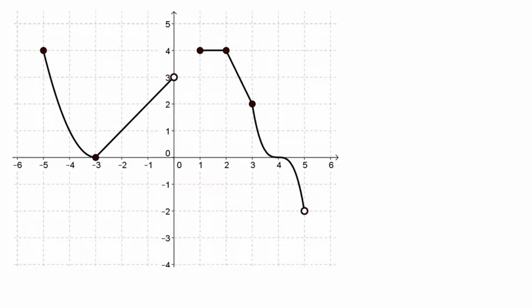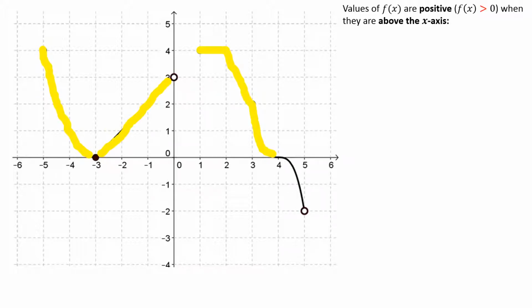So let's take a look at the graph and see if we can identify some of those places. Before we do that, let's also talk about positive and negative y values. We know that values of f of x, or values of y, are positive or greater than 0 when they are above the x-axis. So what you see highlighted here are all the y values above the x-axis. If we write the intervals where those things live, we can see that that goes from -5, including -5, out to -3. Now I'm not including -3 because the y value there is 0, which is not greater than 0. In other words, 0 is not a positive number.